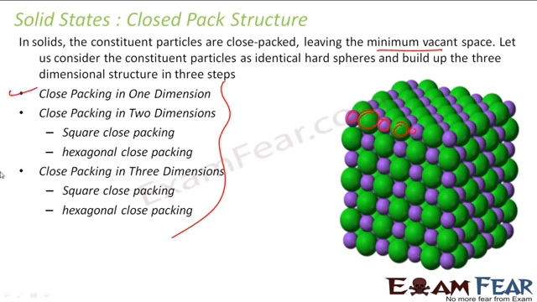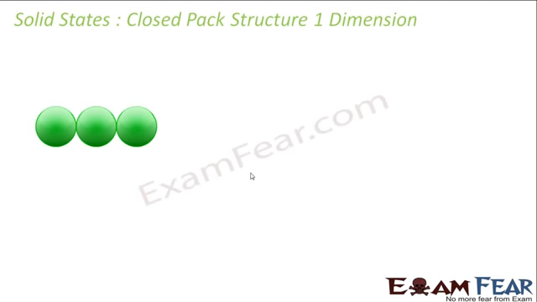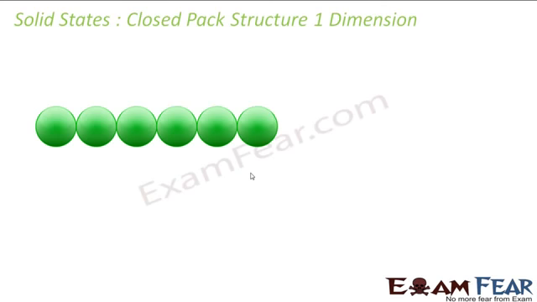We'll first pack in 1 dimension. We are assuming that this closed pack structure is made of spherical, identical hard spheres. So let's take identical hard spheres and try to build the closed pack structure. First we'll create the 1 dimensional, then 2 dimensional, then 3 dimensional arrangement. Correct? So let's try the 1 dimensional one. In 1 dimension, there is only one way to arrange the identical spheres, and that is to arrange them in a row, touching each other. That's it. This is the only way.